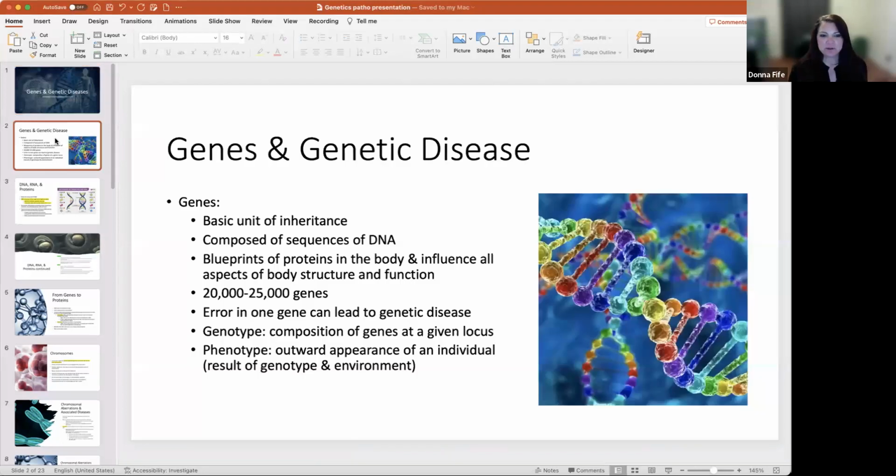Genes are the basic unit of inheritance, and they're composed of sequences of DNA. These are the blueprints of proteins in the body, and they influence all aspects of the body's structure and function. There's 20,000 to 25,000 genes, and an error in one gene can lead to a genetic disease. Genotype is the composition of genes at a given locus, and phenotype is the outward appearance of an individual and is the result of genotype and environment.